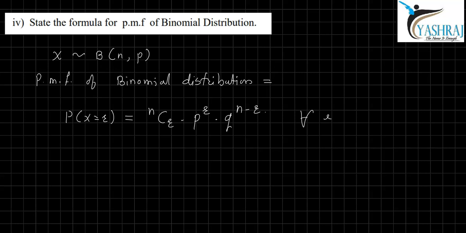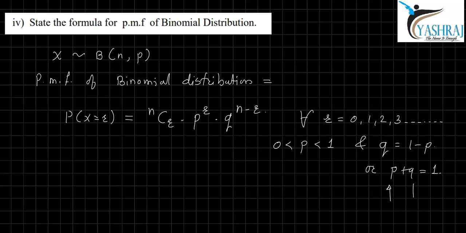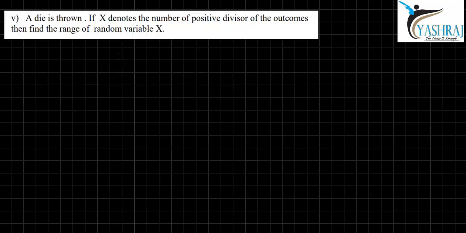For all r equals 0, 1, 2, 3 and so on, where p is strictly greater than 0 and strictly less than 1. And q equals 1 minus p, or you might say p plus q equals 1, where p is the probability of success, q is the probability of failure, n is the total number of trials, and r is the required number of successes. That's solved.